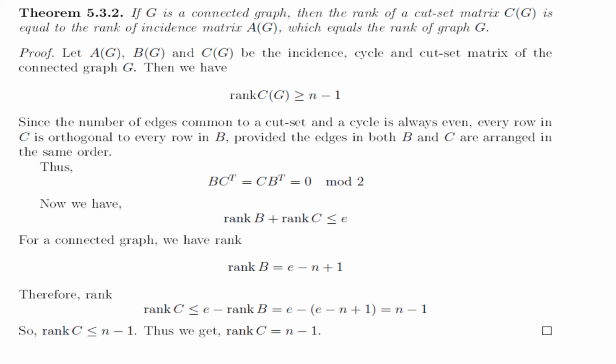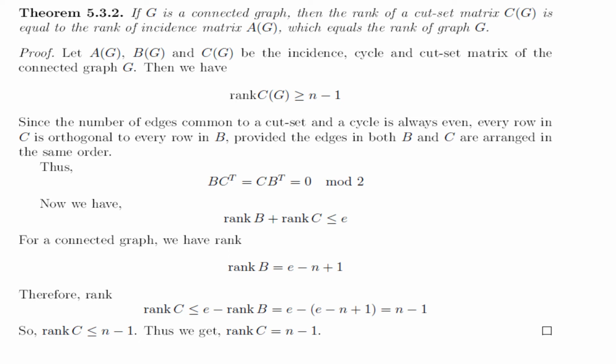Then we have rank of C of G, that is the cut set matrix, is greater than or equal to n minus 1. Since the number of edges common to a cut set and a cycle is always even, every row in C is orthogonal to every row in B, provided the edges in both B and C are arranged in the same order. Thus, B into C transpose is equal to C into B transpose is congruent to 0 mod 2.